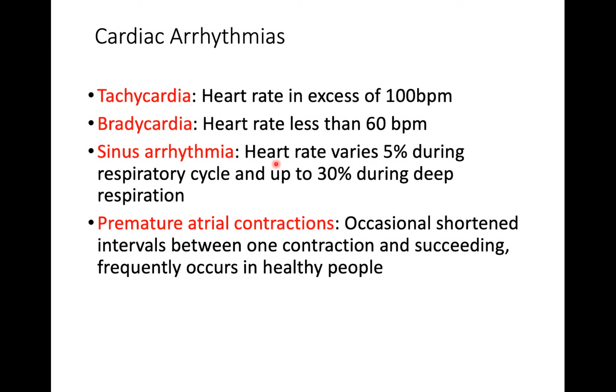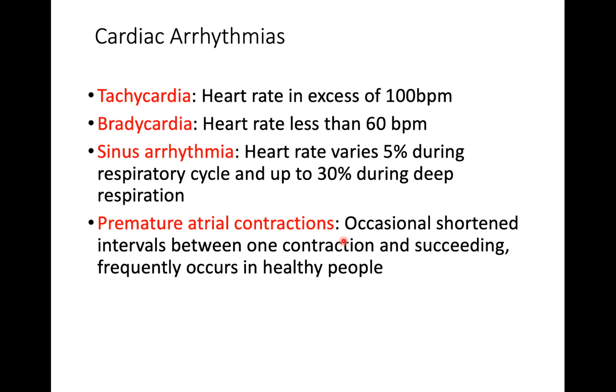Now, some things that can go wrong with the conduction system are misfiring of those nodes, like the SA node or the AV node, or multiple nodes firing at the same time, causing the heart rate to either beat too fast, which is tachycardia, beat too slow, which is bradycardia, or you can just have irregularities, which we call sinus arrhythmia.